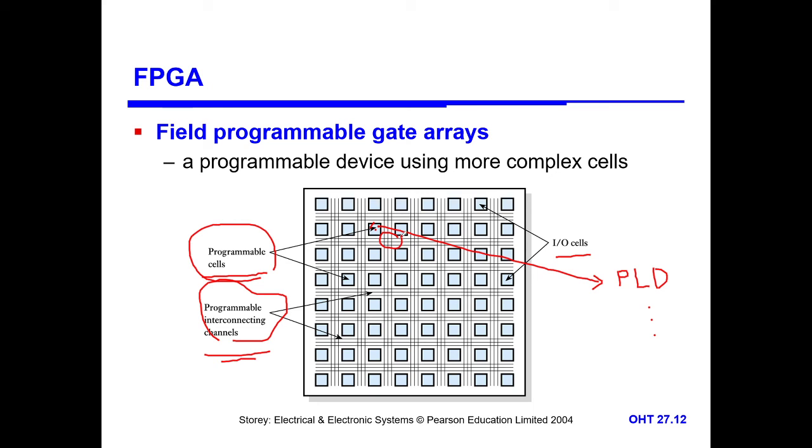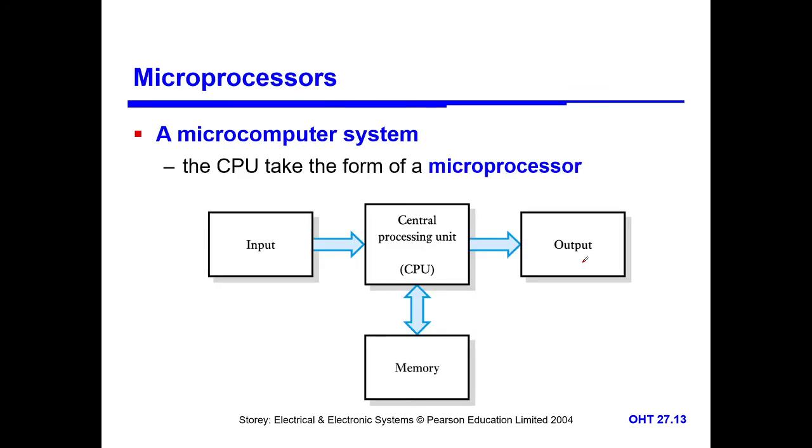These are called as a switch box. It is a switch box. These are horizontal connecting wires, and these are the vertical connecting wires. These are also programmed by the program. So finally we can have the output from the input output cells. This is about PLD and FPGA.